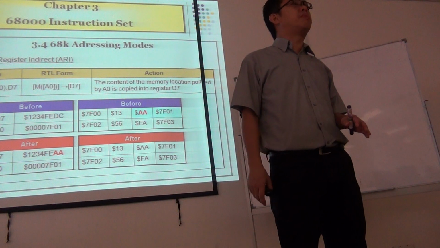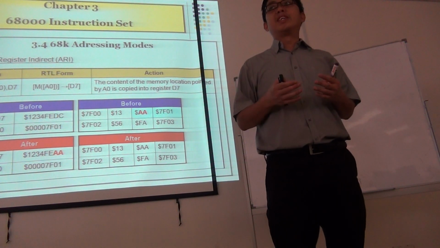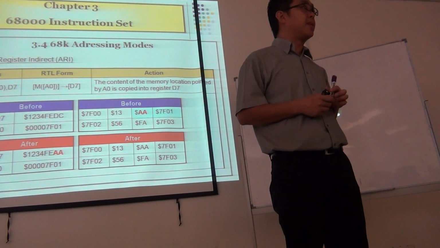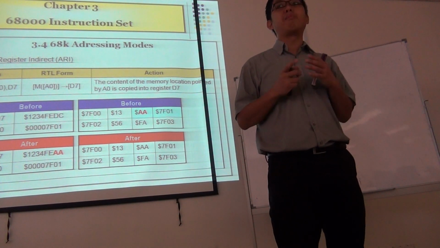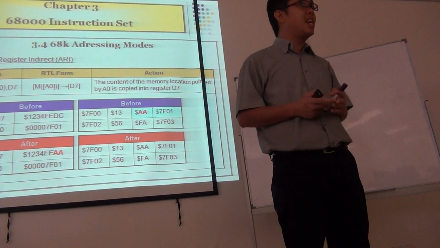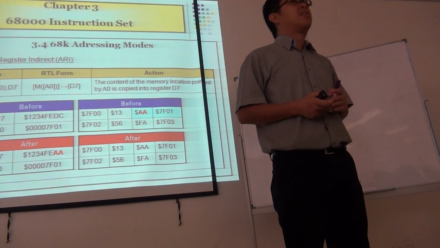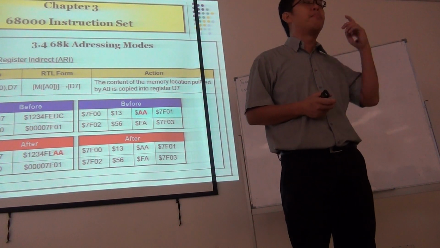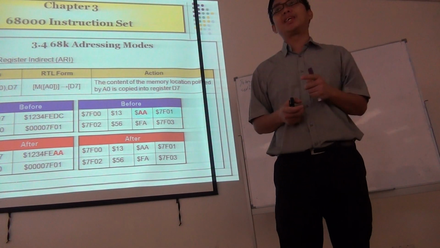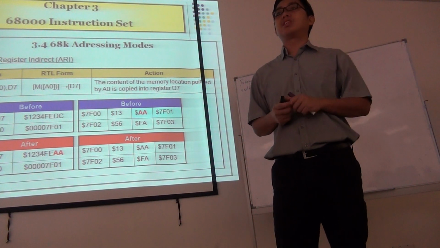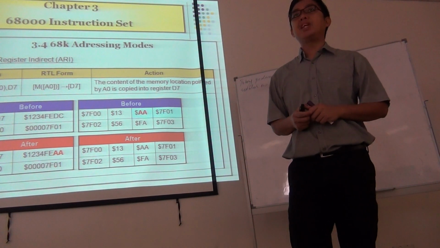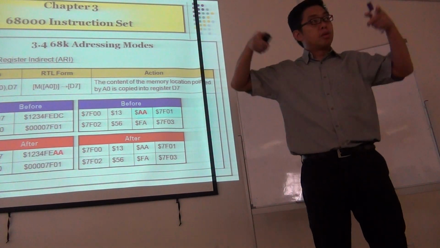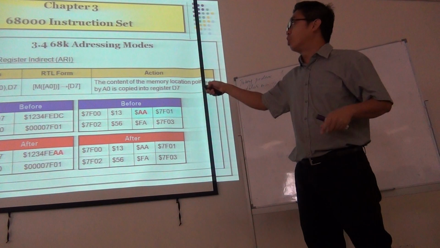Okay, there's a difference between without brackets and with brackets. Without brackets is very simple: you just take the whole value from A0. Right now, it is not. Right now, it means that you are referring to the memory location for that particular address register. Example here: move.byte, brackets A0, to D7.